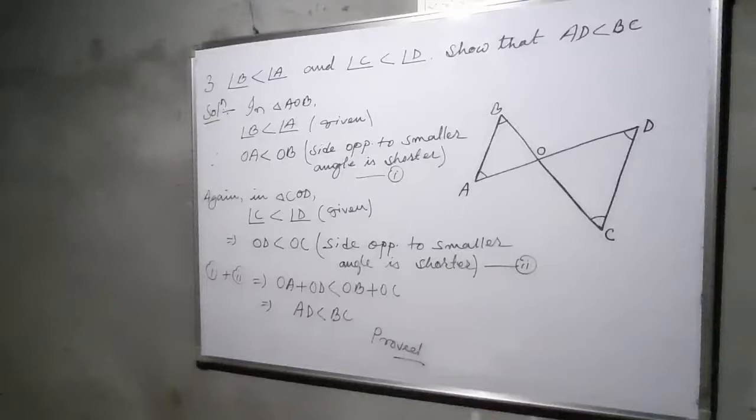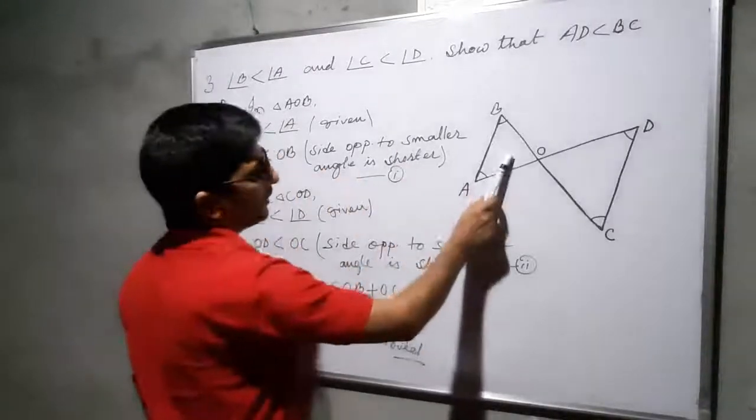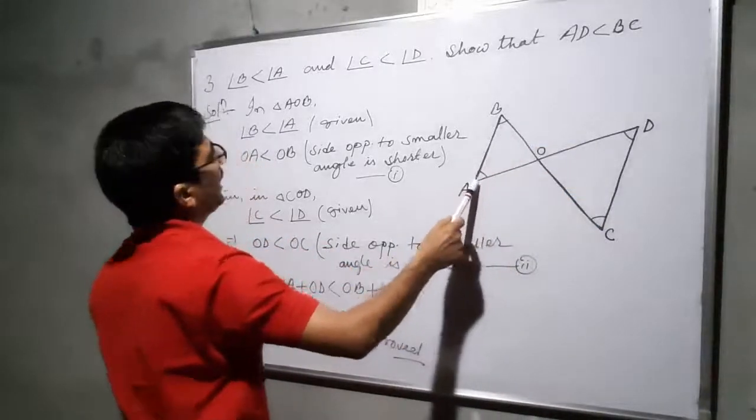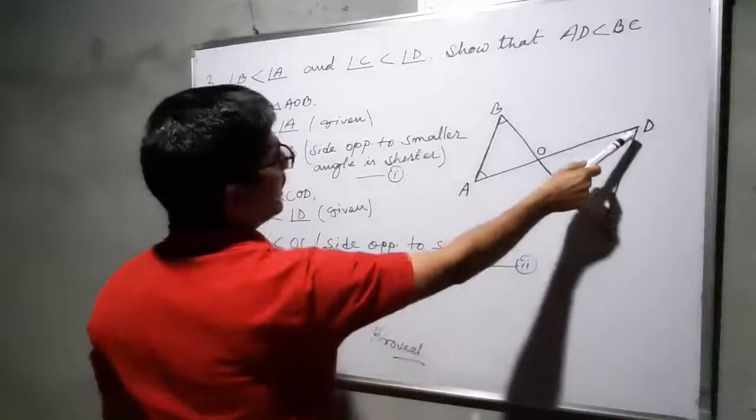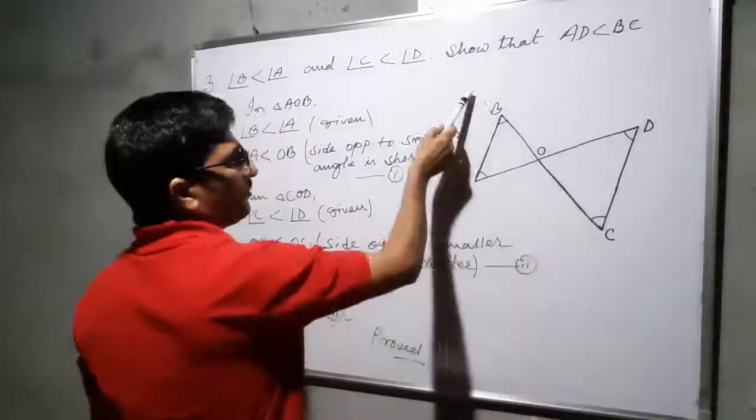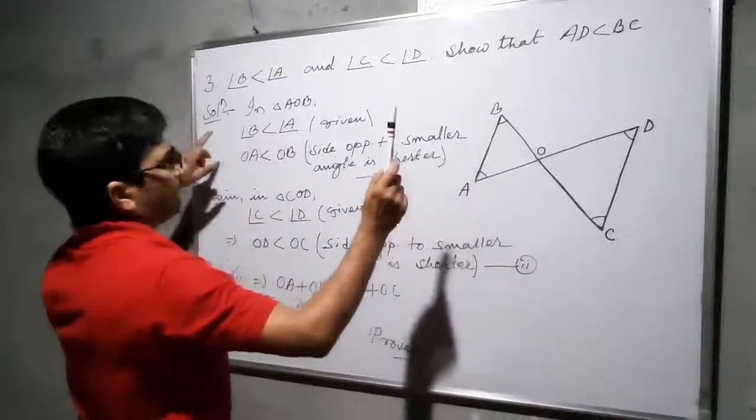So, a very easy question number 3. It is given that for this figure angle B is less than angle A and angle C is less than angle D. Then we have to show that AD is greater than BC. The solution is simple.